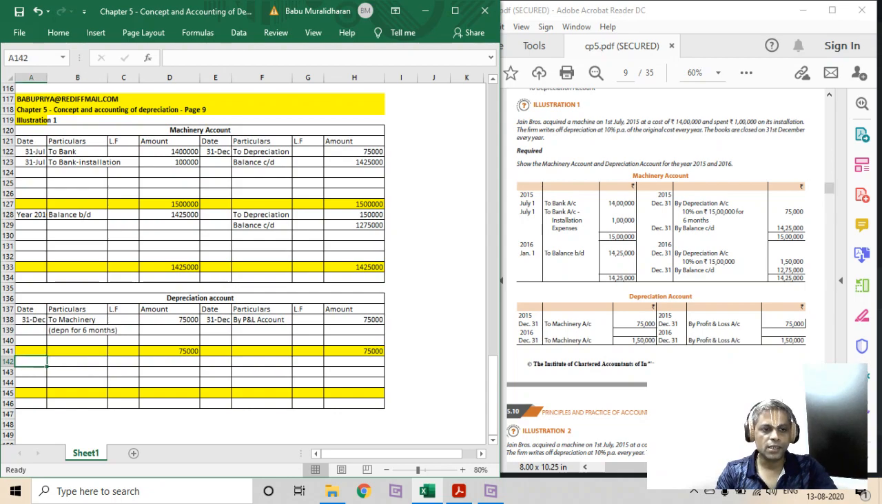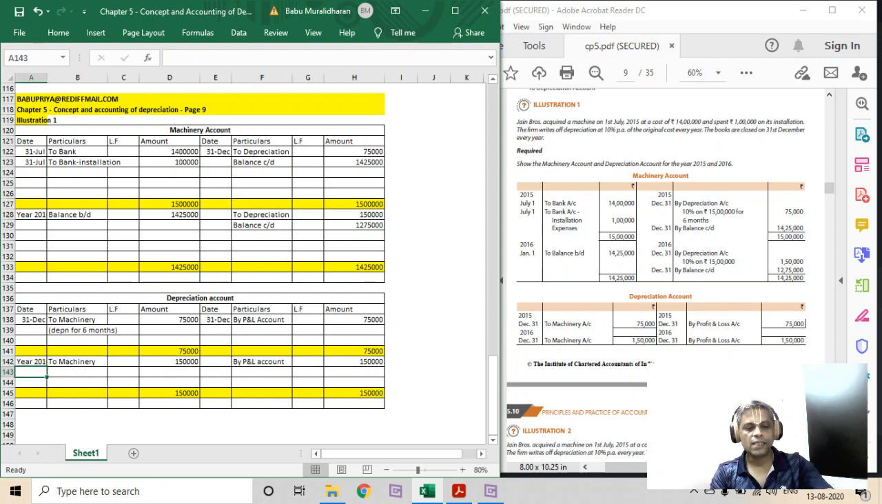So depreciation for the year 2016, depreciation account debit to machinery account, 1,50,000, and by P&L account, because it's transferred to the profit and loss account at the end of the year. By P&L account, it is 1,50,000. Hope this is clear.